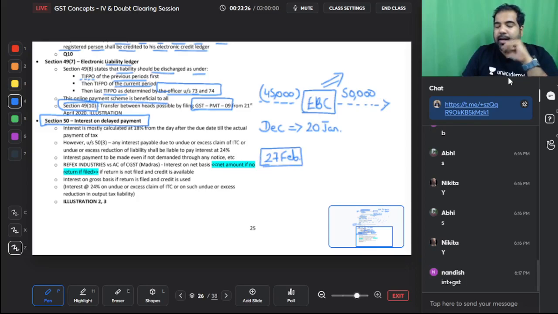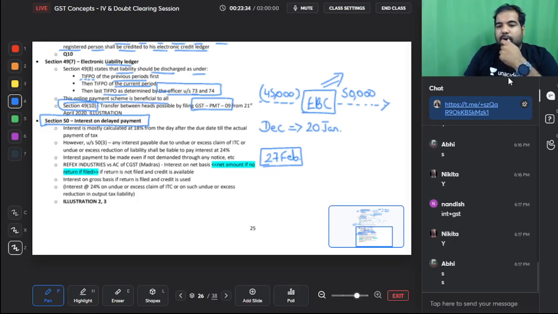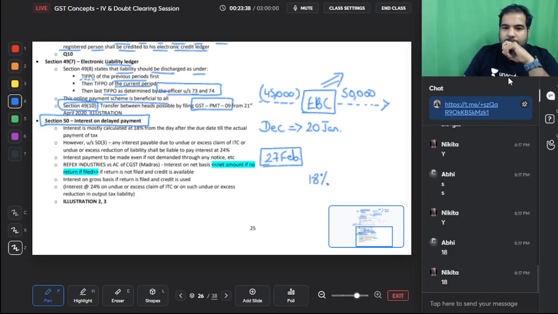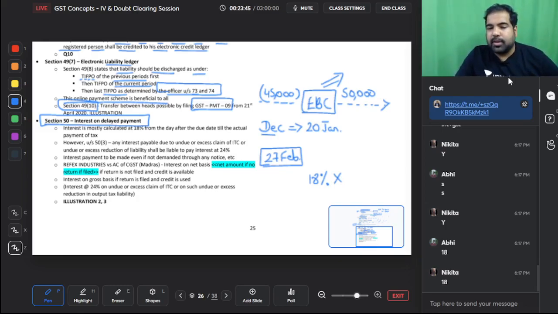Please tell me guys, are you late in paying the money? Yes. So will the government apply interest? Yes. At what rate? 18%. So that is sure, 18%. On what amount guys? I'm talking about the month of December. How much did you have to pay to the government? 50,000. But how much credit do you already have guys?